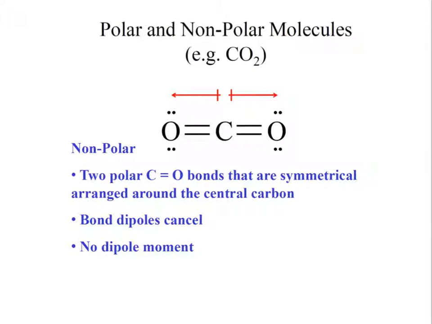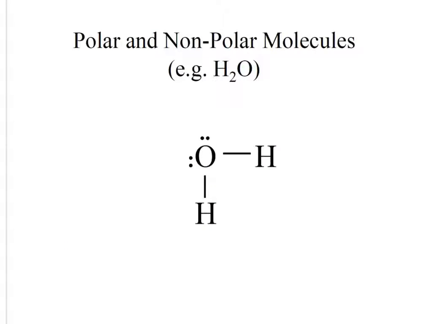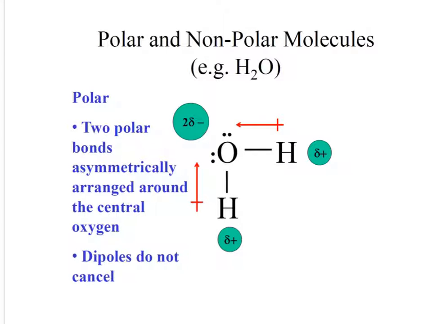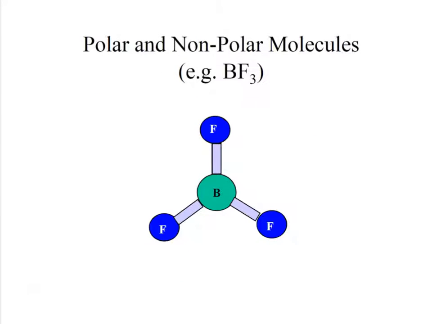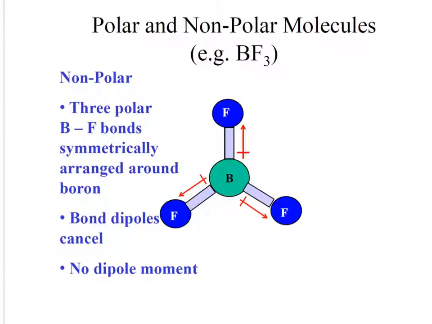How about this one? The bond between the C and the O is polar, but since we have one in the equal and opposite direction, they cancel each other out. So this molecule is not polar. So this would be polar, polar. This one would be nonpolar because they're in equal and opposite directions.